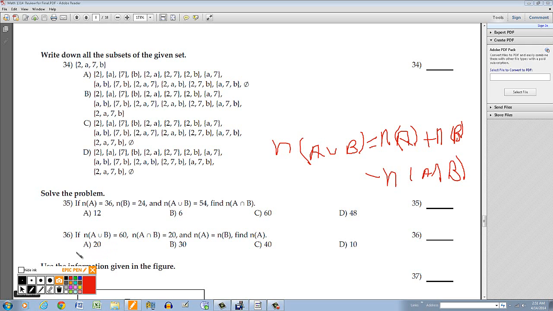In the same way for 36, using the same formula, they give you the union n of A union B is equal to 60. They give you the intersection to be 20. They give you that n of A and n of B are the same. So what you can do on this one is find n of A. Just put n of A right here and n of A right here. Bring this number over to the other side. On this side, you're just going to have 2 times n of A. Whatever you get over here, divide by 2. You'll get the answer to be 40. Answer C.